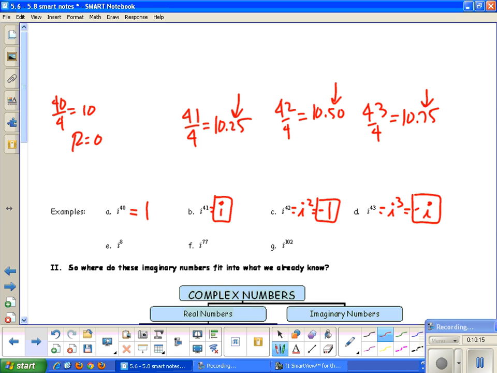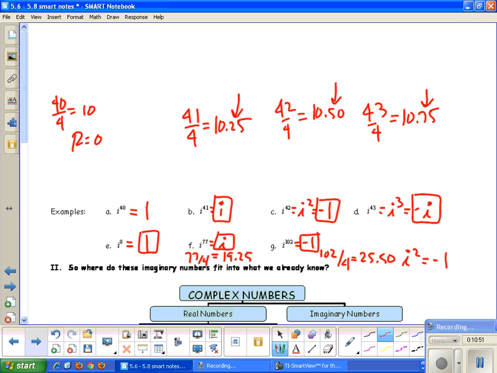So then for the first one, 8 divided by 4 is no remainder, so I know this is going to be equal to 1 when you simplify it. i to the 77th, so 77 divided by 4 is 19.25, so that would be i to the first, so just i. And 102 divided by 4 gives us 25.50, so that means you have i squared, which is really just negative 1. So i to the 102 power really simplifies into negative 1. So those are the powers of i.